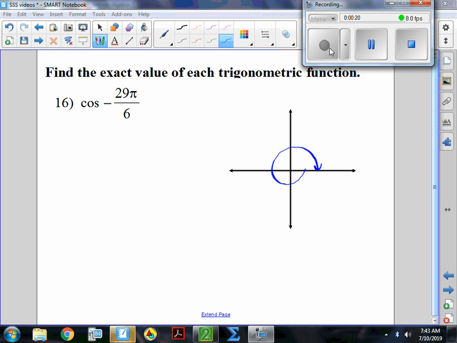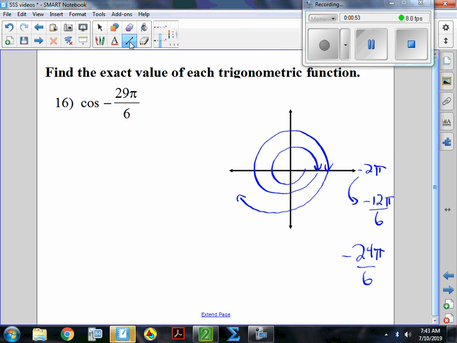So 2 pi would be 12 pi over 6. So right here when I made this full circle, that was negative 2 pi, which is the same thing as negative 12 pi over 6, because negative 12 over 6 is 2. If I do that again, I'm at another negative 12 pi over 6, so now I'm at negative 24 pi over 6, or negative 4 pi. And I'm trying to get to negative 29 pi over 6, so I need to go 5 pi over 6 more, which is going to put it right there. So technically this entire graph in blue is negative 29 pi over 6.